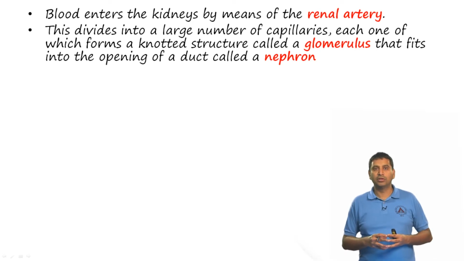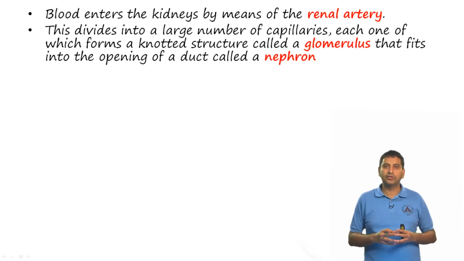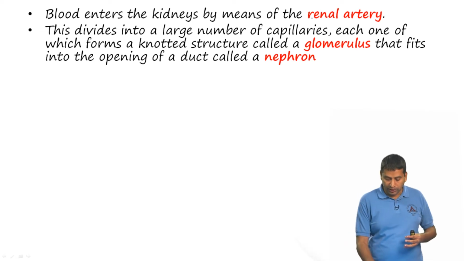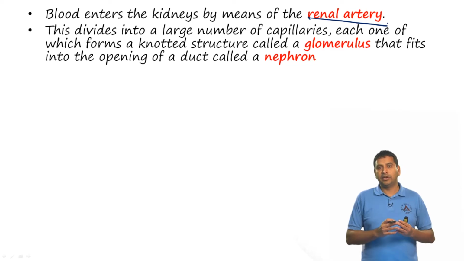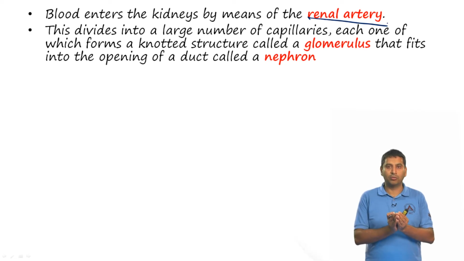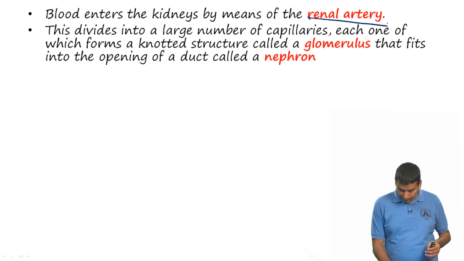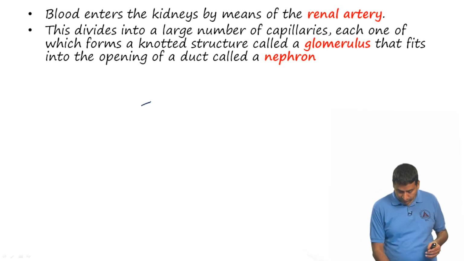Let us now look at how the kidneys function. So, the blood enters the kidneys by means of the renal artery. What happens in this renal artery is that it divides into a number of capillaries, each of which forms a knotted structure called the glomerulus. So, you have the glomerulus which has a structure like this.